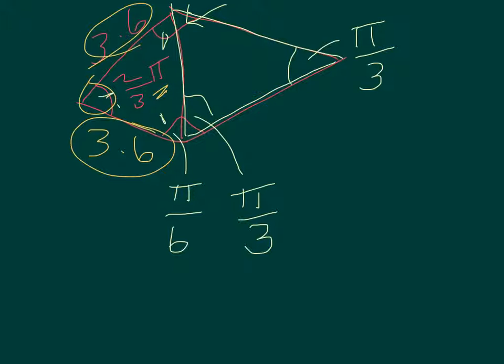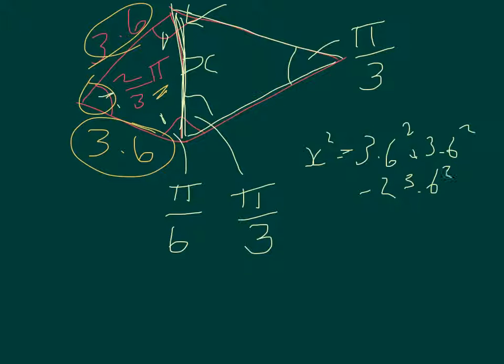Problem is we still don't have the length of one of the sides. However, since the other triangle has two lengths and an angle, we can use that to find the length of the other side using the cosine rule. So that's what I'm going to do first. I'm going to call this length here x. So x squared is equal to 3.6 squared plus 3.6 squared minus 2 lots of 3.6 squared times the cosine of 2 over 3 pi.